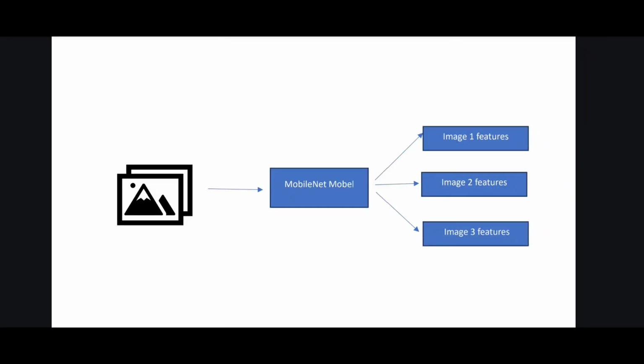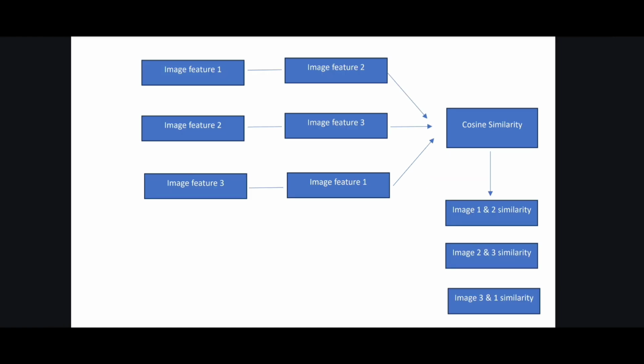This is a brief intro on how the model works. We will pass our images to the MobileNet model, which will generate the feature vector for each image in our gallery. And then to find similar images, we will use those features. We will find cosine similarity between the image features, which will give us similarity scores, which is what we can use to search for images.